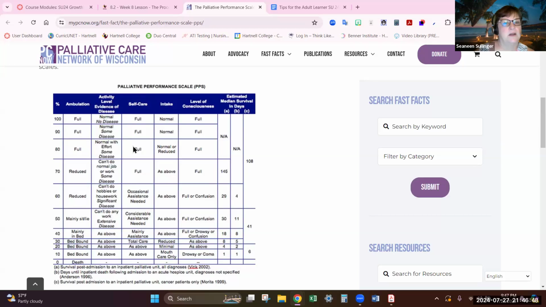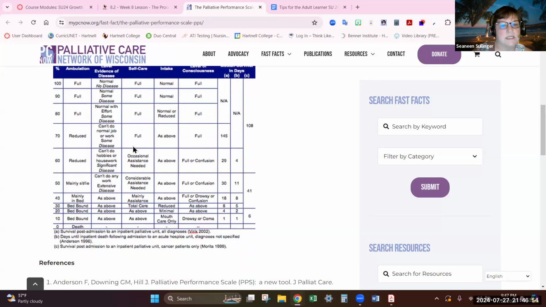And so if you take somebody on the palliative performance scale who is mainly in bed, and they can't do any work. They've got pretty extensive disease. They need considerable assistance with their self-care. They have reduced intake. So a lot of times the people will have a gastrostomy tube, a tube that goes right into their stomach, or a nasogastric tube that goes from their nose to their stomach. They could also be on what's called total parenteral nutrition. So it's like an IV that has fats and lipids as well as amino acids and proteins that go in.